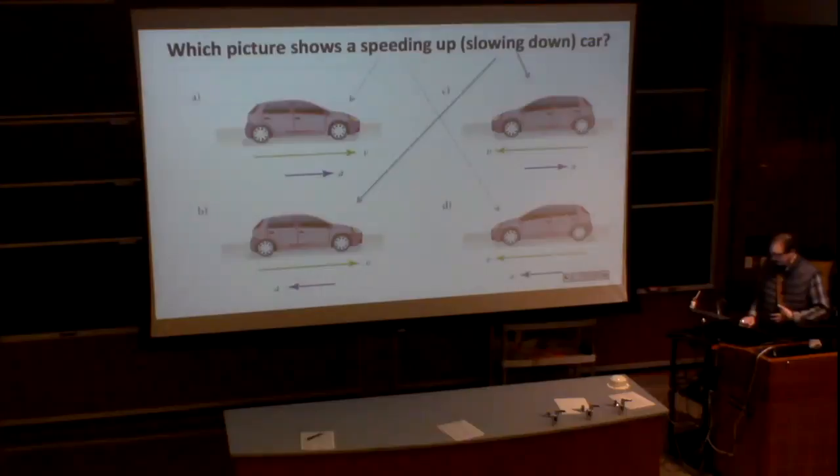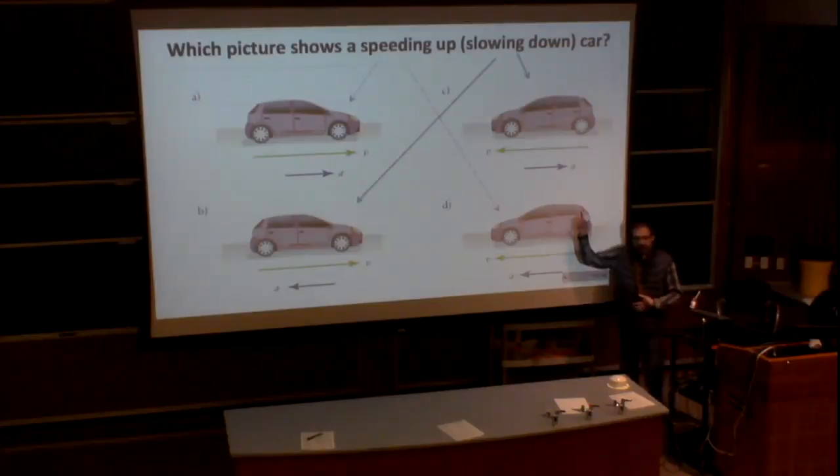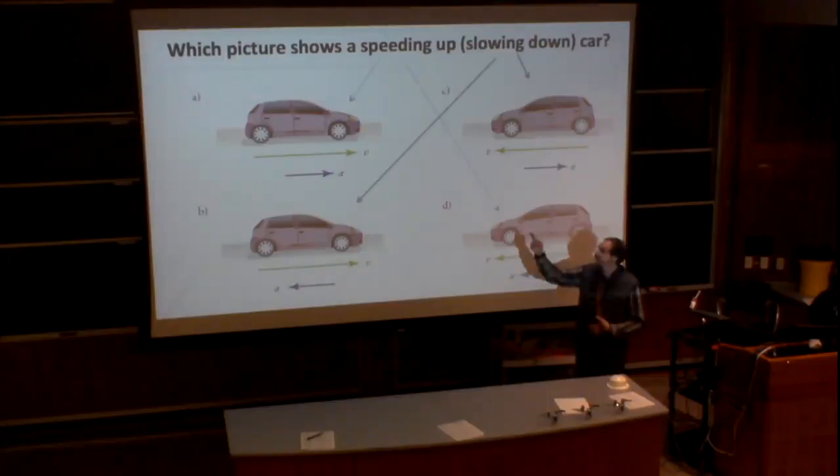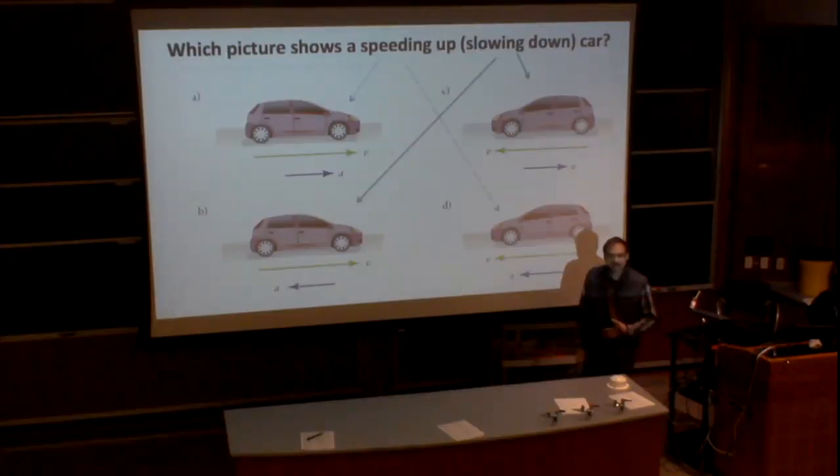Here, let's say picture C, this car, speeding up or slowing down? Slowing down, because acceleration and velocity are opposite. What about B? Slowing down. A, speeding up. D, speeding up. In A and D, the car speeds up, but in case A, it speeds up and travels to the right. In this situation, it speeds up and travels to the left, but faster and faster.